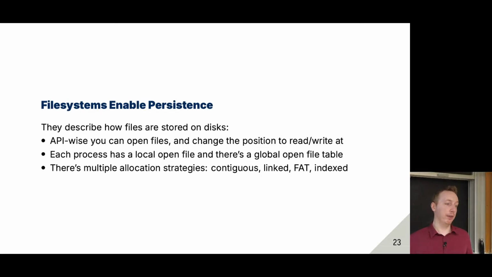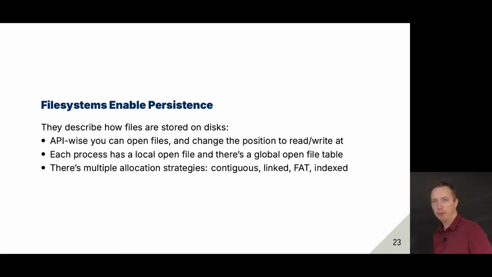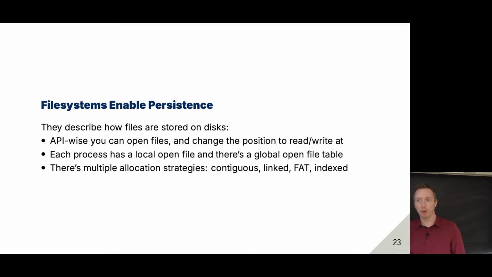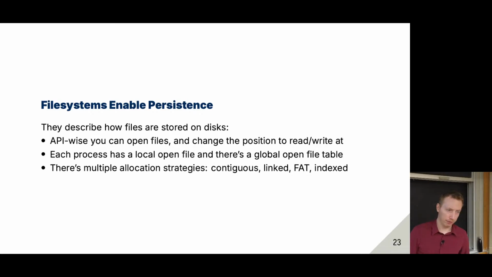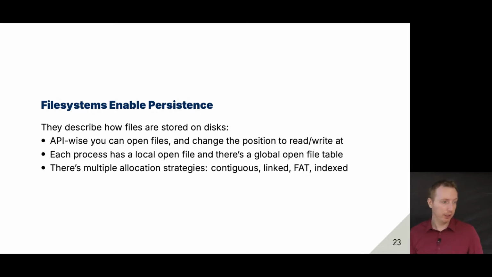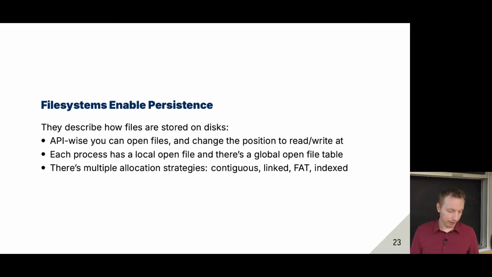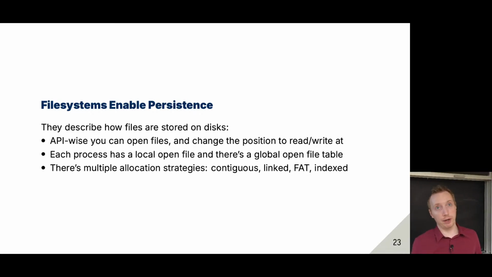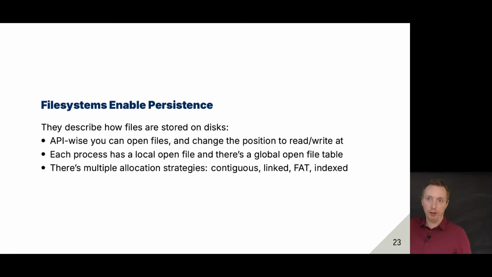Then we had file systems to describe how files are actually stored on disks. So API-wise that we had looked at before, you can open files, change the position to read and write at through that seek system call that you're using in Lab 6 because you're managing a big 1 megabyte file. And then each process has its local open file table, and the file descriptor is basically an index into that table. And then there's a global open file table that the kernel is managing for you, and that contains a pointer to a vnode, which represents something you can read and write to.